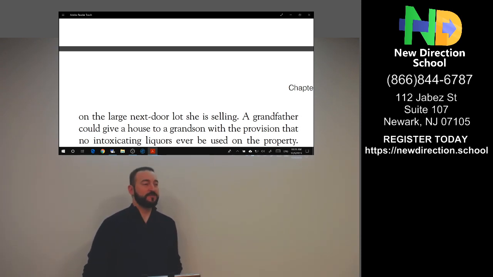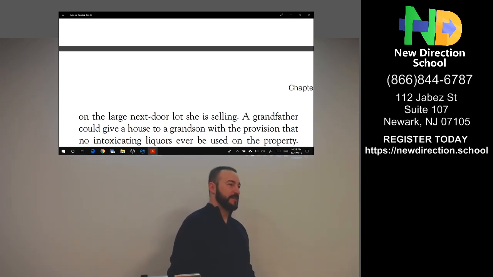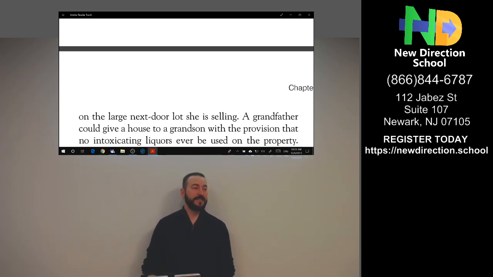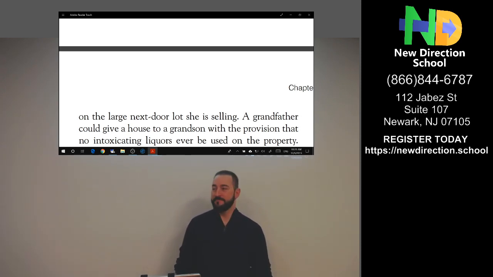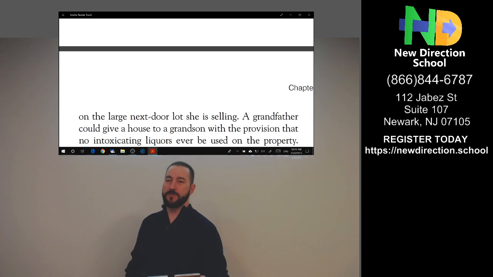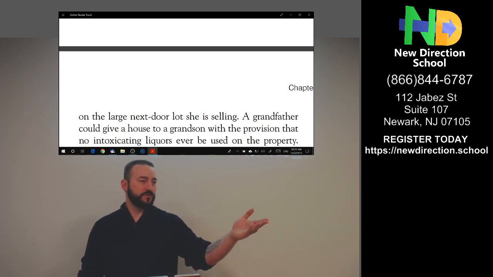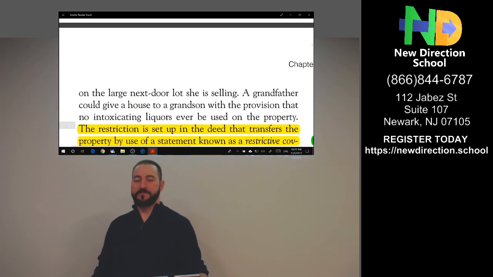There's no way to reverse it unless you do it through a court. But to do it through a court, that means the person is no longer alive or it was an illegal restriction. Okay? So here's what I want to show you guys. Let's say you assume that, as you said before, you get rid of it right away. You're going to sell it.